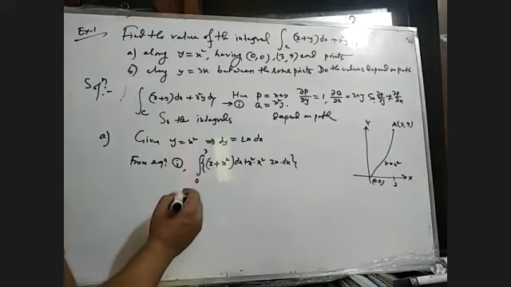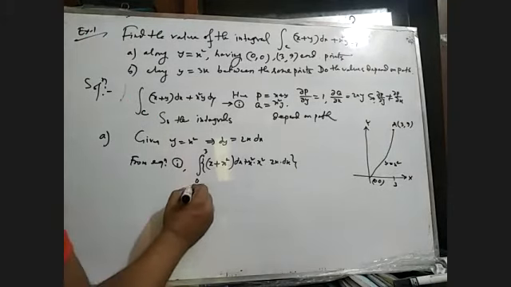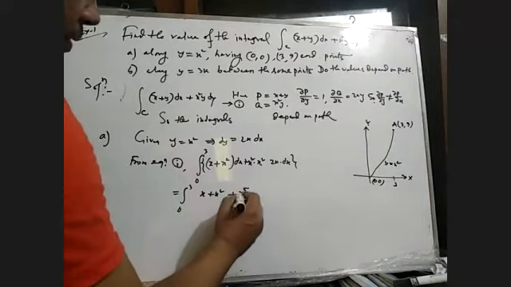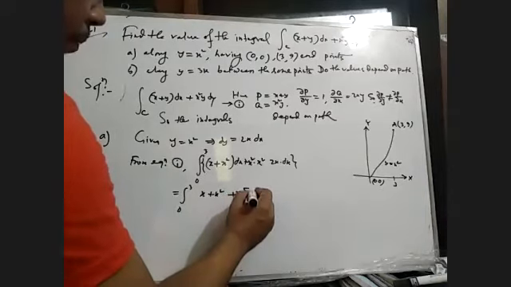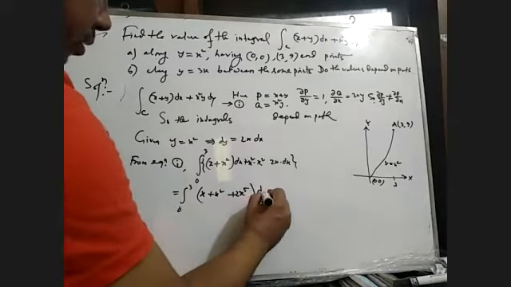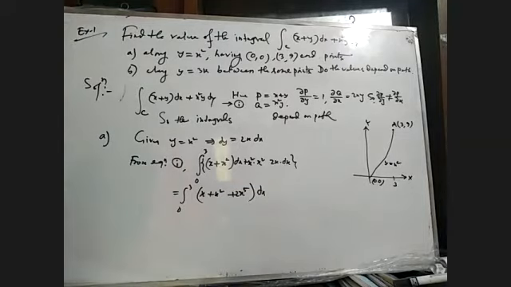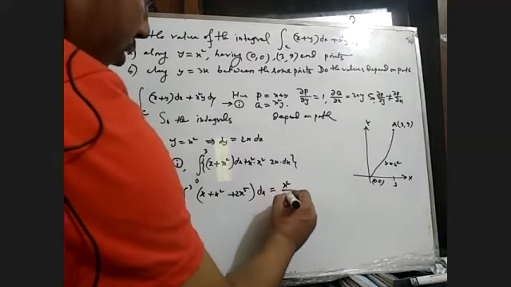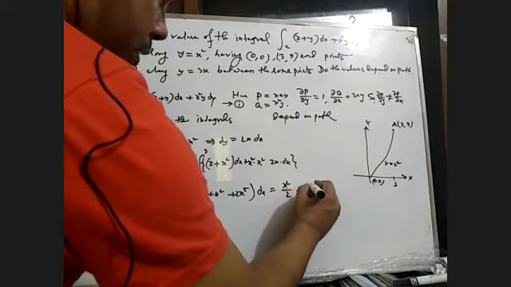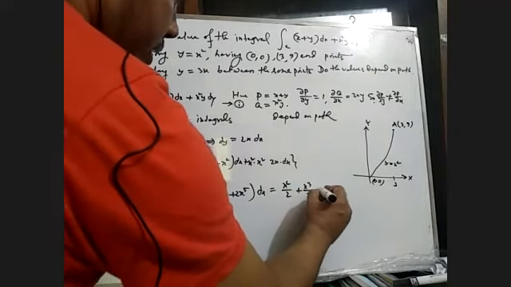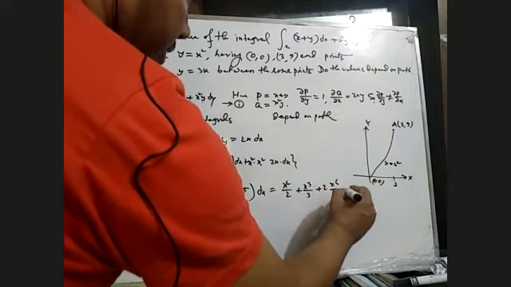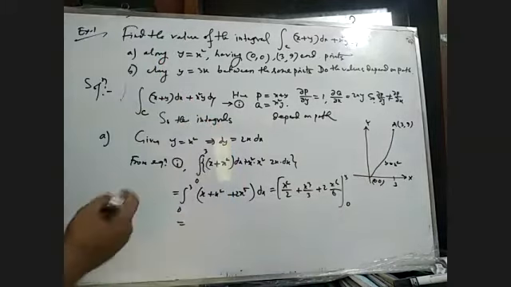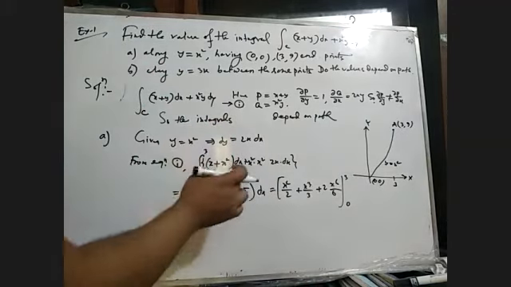Integration, what will be? This equals the integral from 0 to 3 of x plus x square plus x to the power 5 plus 2x to the power 5 dx. Okay, so this can be written as the integral, using the x to the power n formula, of x square by 2 plus x cube by 3 plus 2x to the power 6 by 6, with limits 0 to 3, because this integration is transformed to only dx with respect to x.